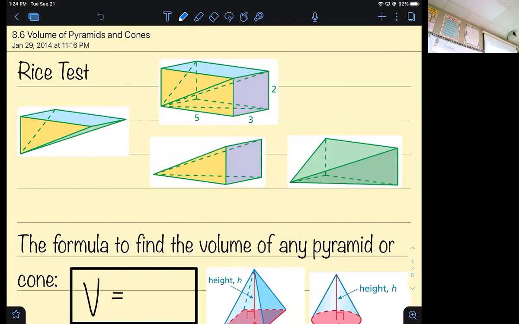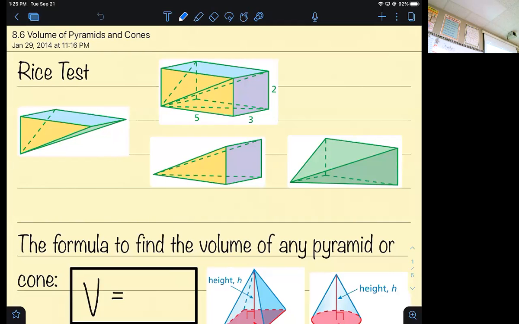All right. So we've done the rice test now, and the rice test proved that you could fit 3 cones into a cylinder with the same size base and height. It also worked for rectangular prisms and rectangular pyramids, and for triangular prisms and triangular pyramids. And that is because, if you notice on here, you can actually take a rectangular prism and divide it into 3 equal pyramids.